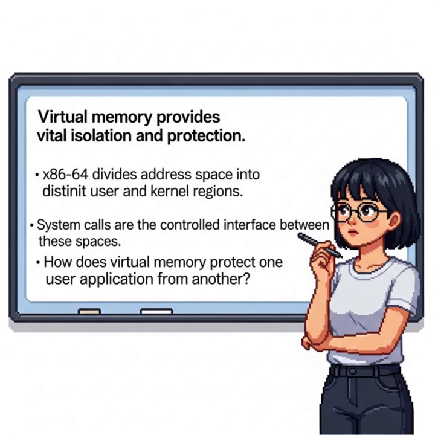Then we explored how the x86-64 architecture divides its virtual address space into distinct user and kernel regions, with user space growing upwards from 0 and kernel space growing downwards from very high addresses, leaving a large unused gap in the middle. Crucially, we discussed how system calls are the controlled interface between these spaces. They are the only legitimate way for user applications to request services from the privileged kernel, ensuring security and preventing direct memory access. This understanding empowers you to write more resilient code and diagnose complex system issues with greater confidence.